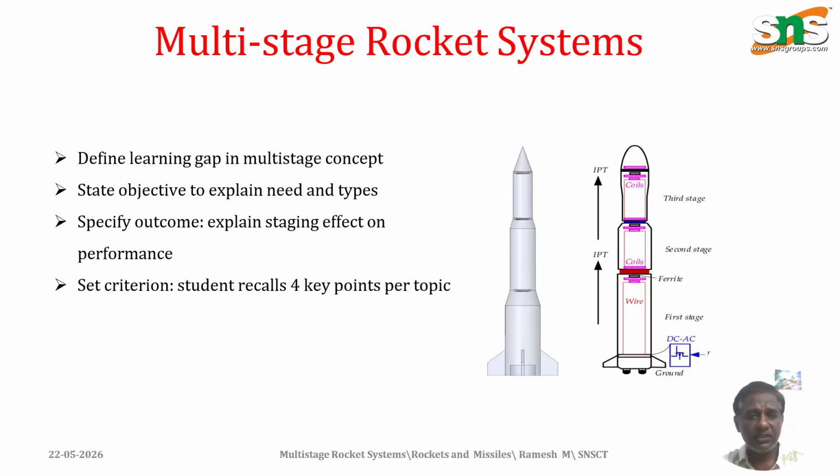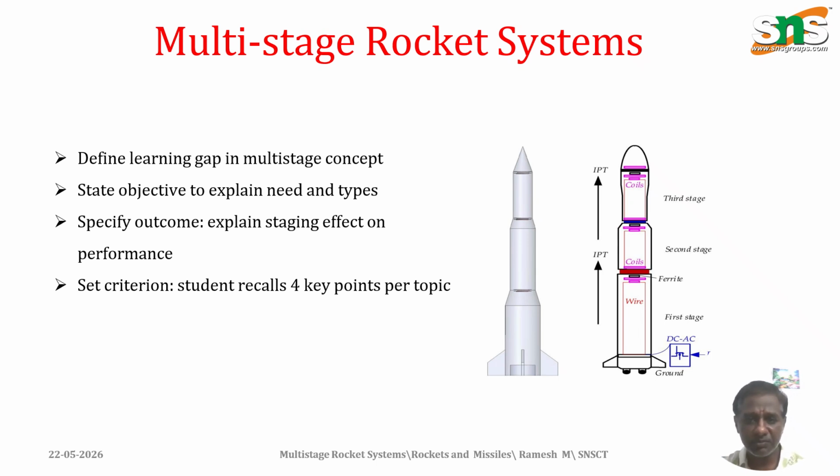First of all, we should know what is a multi-stage rocket system. A multi-stage rocket system is a launch vehicle configuration in which two or more rocket stages are arranged one above another and operate sequentially during flight. Each stage contains its own propulsion system, fuel tanks, accelerator tanks, structural frame, and control components.